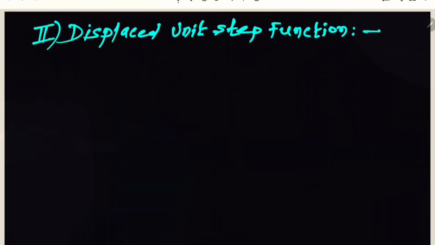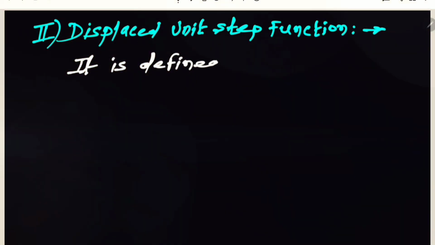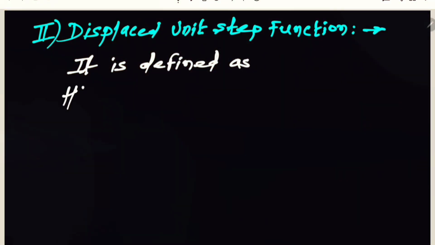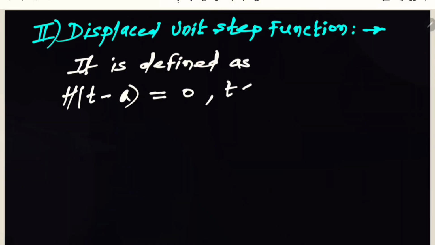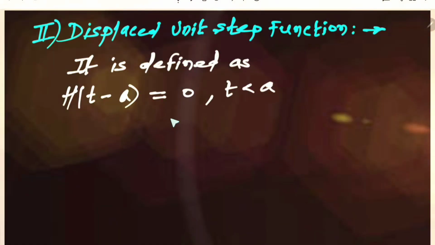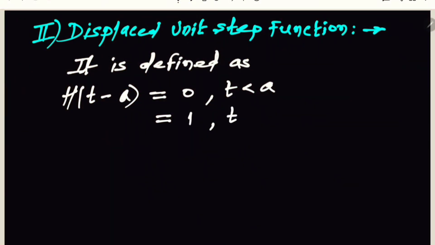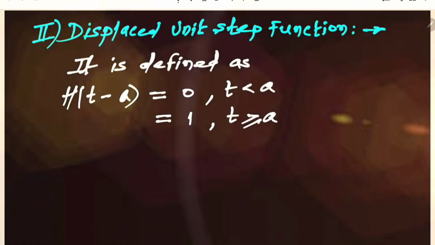Then second, displaced unit step function or Heaviside displaced unit step function. It is defined as h of t minus a is equal to, again there are two values for this function also. The first value is 0 for t less than a, and second value is 1 for t greater than or equal to a.